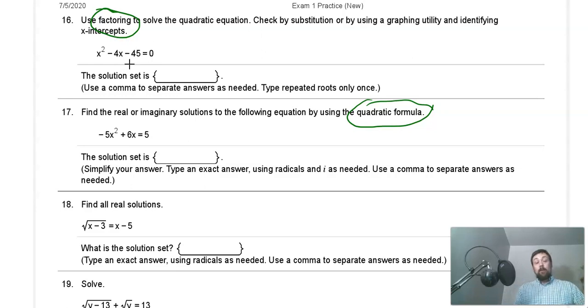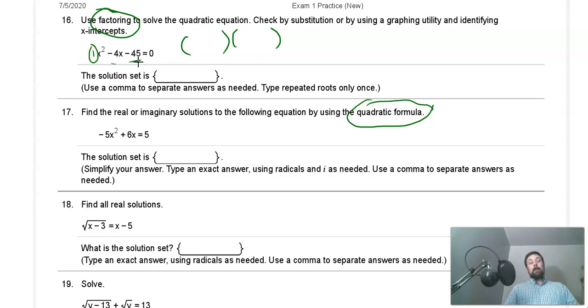So if you have to use the quadratic formula on this one, that's not a problem. I'm not going to count that against you. But the easier way to do this problem is to factor it. So we need two numbers that multiply to negative 45 and add to negative 4. And those two numbers will go in my two factors. It's a shortcut we can use because there's a 1 in front of the x squared.